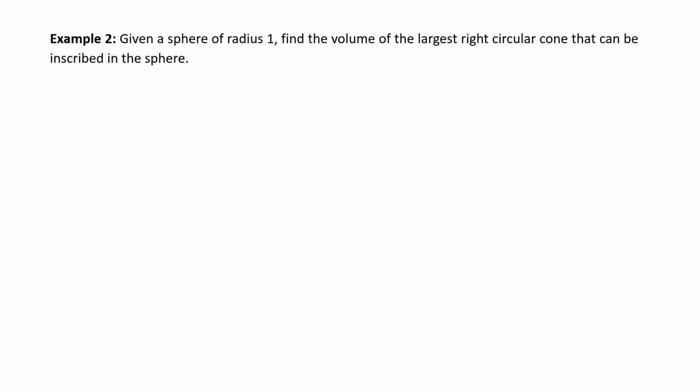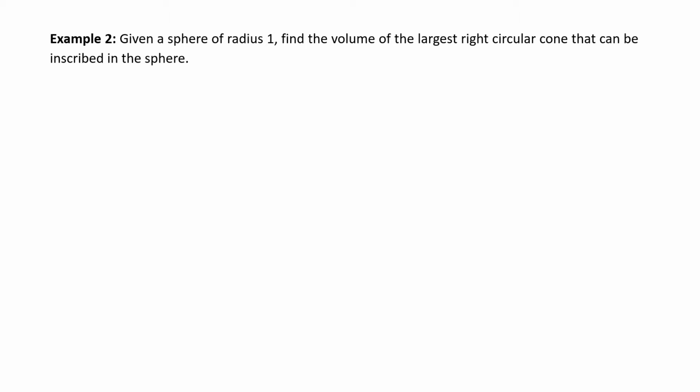Example: given a sphere of radius 1, find the volume of the largest right circular cone that can be inscribed in the sphere. A sphere is like a beach ball. A right circular cone, think of a snow cone shell.